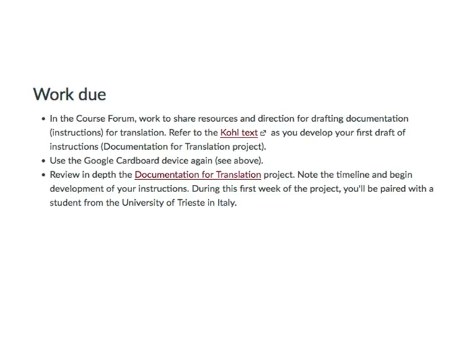So the work due this week continues our workhorse, so to speak, that course forum. Refer to the Cole text, also to Molly Amel's work, Writing for Translation, as you begin to develop your first draft of instructions. I'll talk about the Google Cardboard exercise in a moment. And then please review in depth the documentation for the translation project. Note the timeline, and during this first week, note that you will be paired with a student from the University of Trieste in Italy.